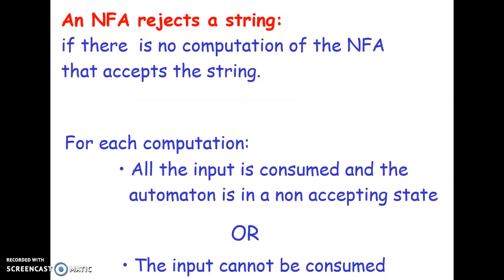So an NFA rejects a string if there is no accepting computation of the NFA. मतलब for accepting there has to be any computation. For rejection there is no computation among all that accepts the string. For each computation the input has to be consumed fully and the automaton is at a non-accepting state, or the input cannot be consumed at all. In that case, an NFA rejects a string.